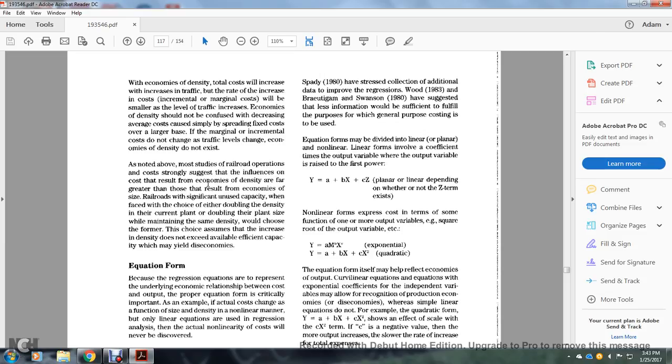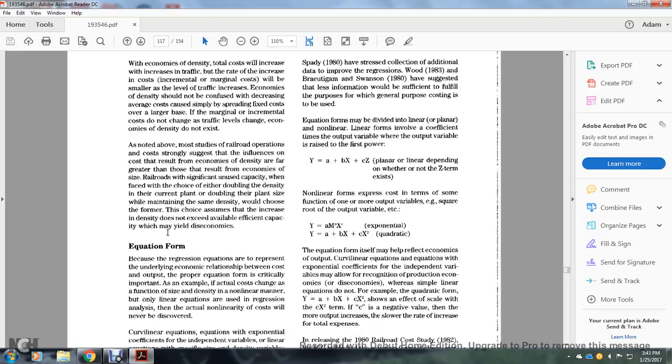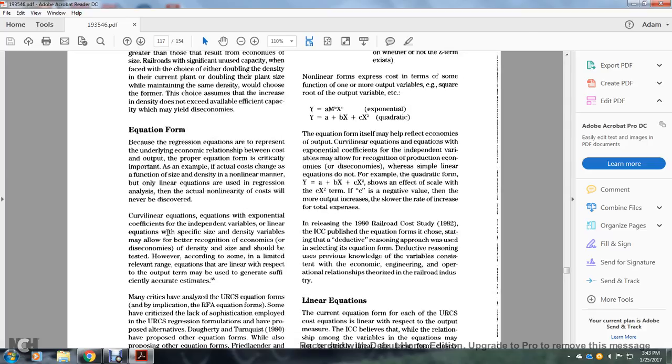As noted, most studies of railroad operating costs strongly suggest that the economies of density are greater than those that result from economies of size. A railroad with significant unused capacity faces the choice of either doubling the density in the current plant or doubling its plant size while maintaining the same density. In the former choice, assuming the increase in density does not exceed the available capacity, it may yield diseconomies.